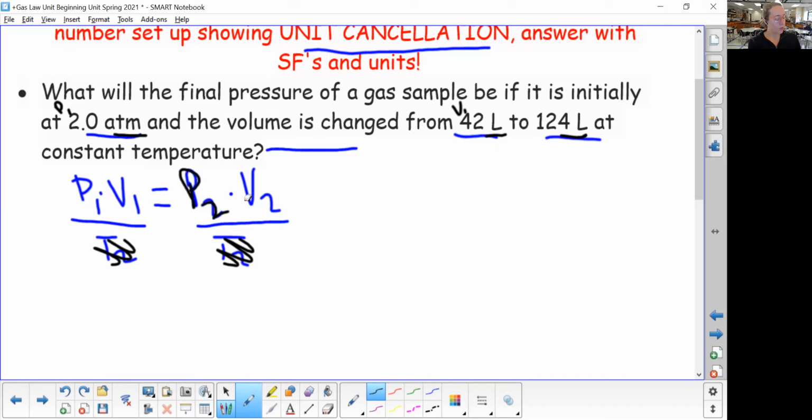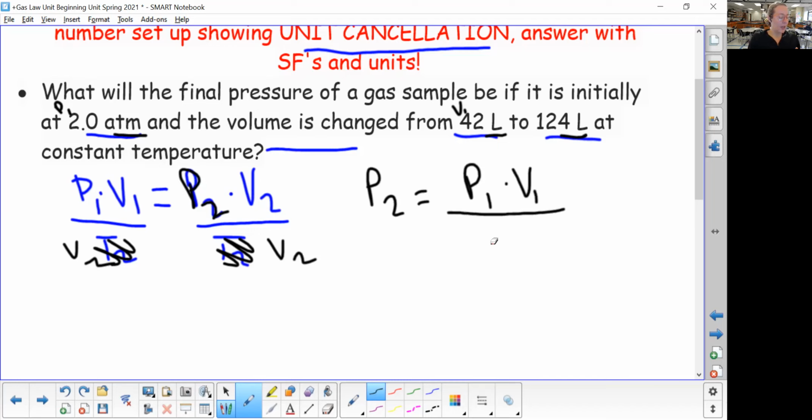To rearrange this, I need to divide both sides by V2, or multiply by the reciprocal of it. So pressure 2 would be equal to pressure 1 times volume 1 over volume 2. I want to see the equation rearranged for the variable you're solving for, and then do a number setup. So for this, pressure 2 is equal to pressure 1, 2.0 atmospheres, times volume 1, 42 liters, all over 124 liters.